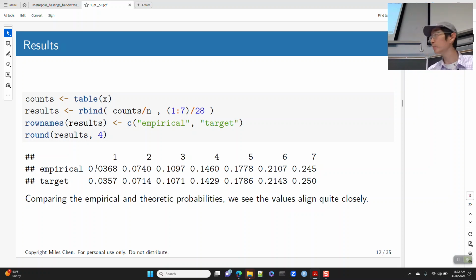The empirical probabilities after 100,000, I have 0.0368 versus the target of 0.0357, 0.0740 versus the target of 0.0714, 0.1097 versus 0.1071, and so on and so forth. And if you look at these numbers, I would say they are pretty close between the empirical and the target. They align quite closely.